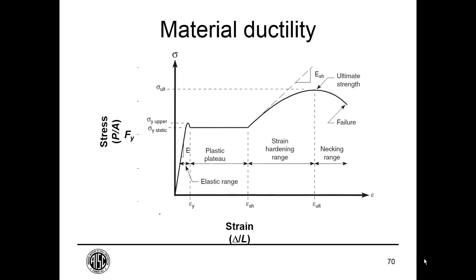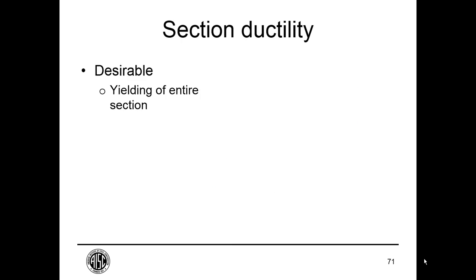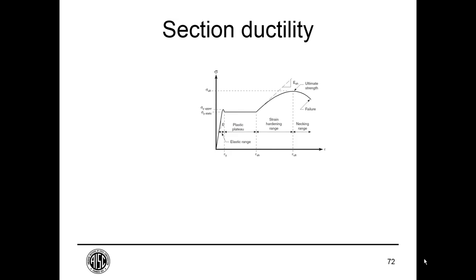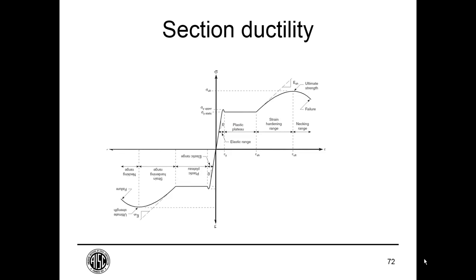So that's our steel stress strain curve. Now we'll talk about sections. When we're expecting ductility out of the section, we want to yield the entire section in either tension or compression because earthquake loads are reversible. Generally, we want to avoid local buckling. We want to avoid tensile rupture. Here's the stress strain curve, and because I think I want to reverse it with reversing seismic loading, here it is again on the opposite side.